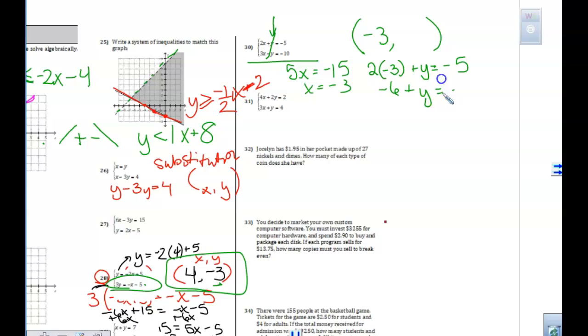-6 plus y equals -5. I will have some people tell me -11 for y, because they think they should add the -6 and -5. But really, remember, you're doing the opposite, and you should have had -3. Okay?